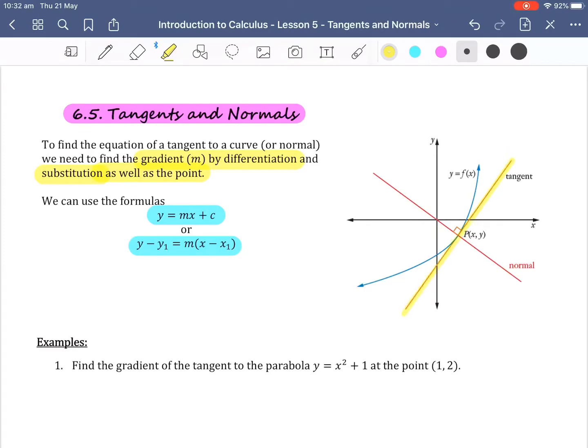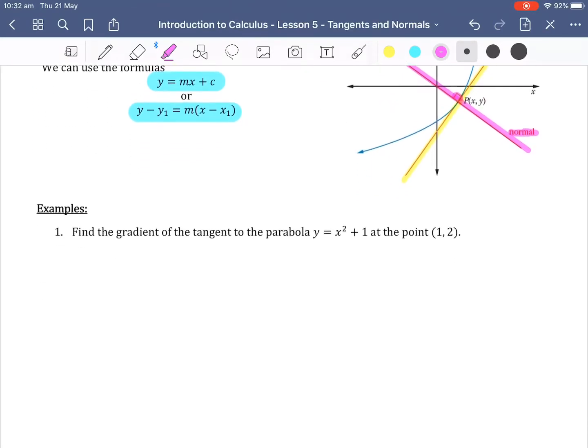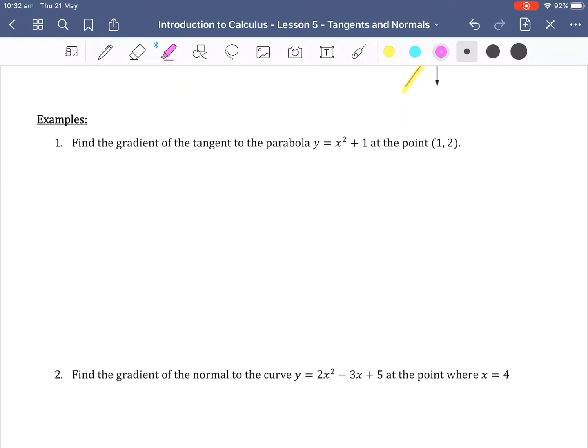So just a reminder of what the tangents are. The tangent is the line that hits at one point on the curve, and our normal is the perpendicular to our tangent. So it is here and makes 90 degrees there. So let's have a look at some examples.